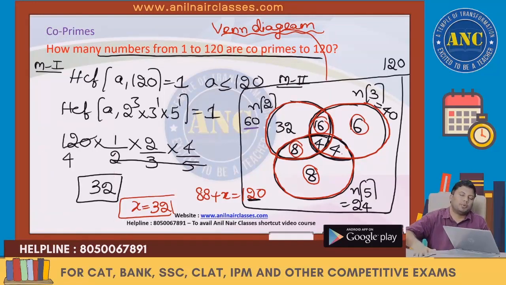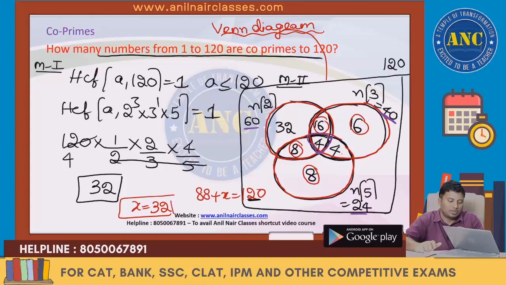How many multiples of 3 are there till 120? 40. How many multiples of 5 are there till 120? 24. So 60, 40, 24. How many multiples are common to 2, 3 and 5? 2 threes are 6, 6 fives are 30, which is 4.